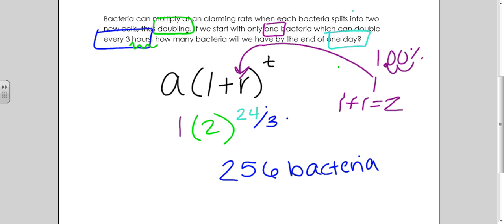So for triple, this number would be 3, and so on and so forth. So this is how you do exponential growth and decay.